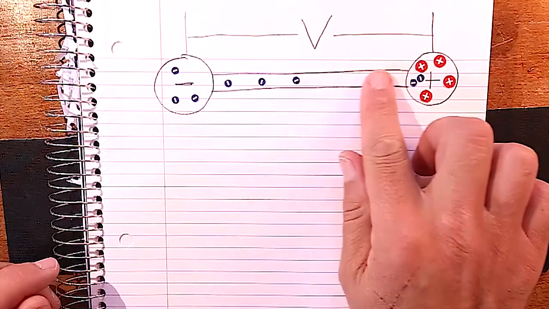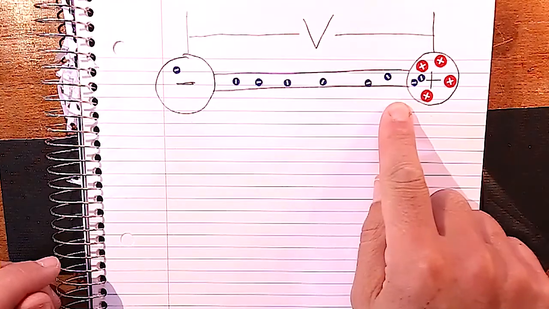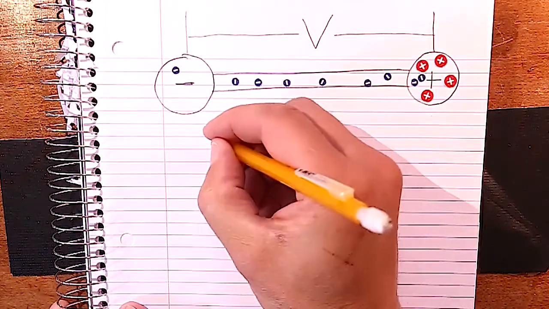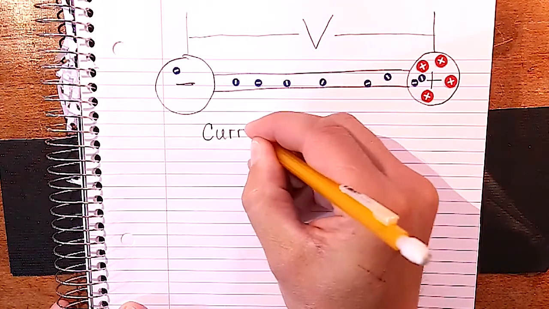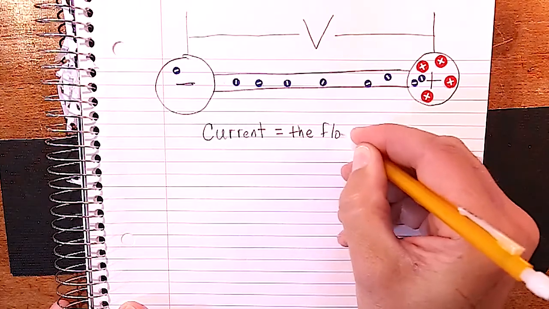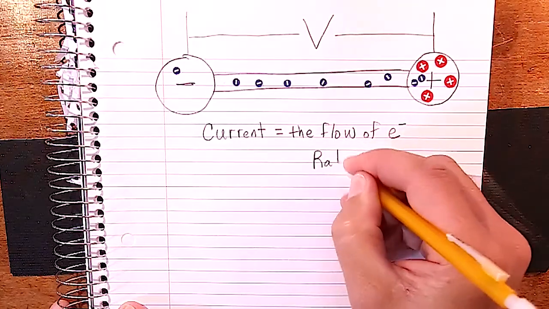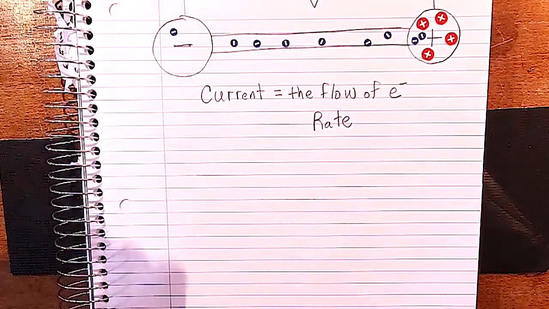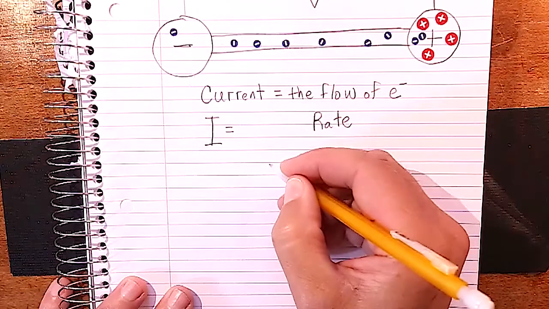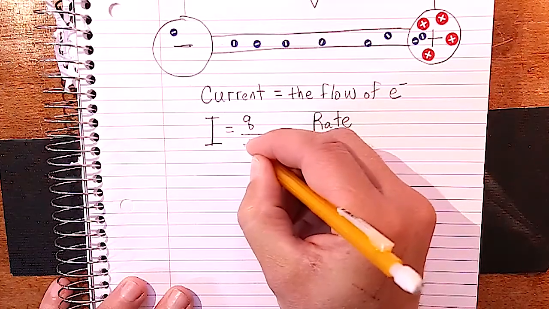So the electrons are going to flow along here, and as they move along, they are flowing like water in a river. Well, what do we call the flow of water in a river? Well, we have a name for that. It's called current. So in physics, current is the flow not of water, but it is the flow of electrons. So it's a rate formula because it's how quickly the electrons flow. The symbol for current is kind of strange. It's the letter I, capital I. And because it's a rate, it's how much charge flows in a certain amount of time.